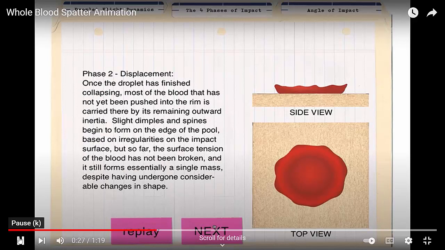Once the droplet has finished collapsing, most of the blood that has not yet been pushed into the rim is carried there by its remaining outward inertia. Slight dimples and spines begin to form on the edge of the pool based on irregularities on the impact surface. But so far, the surface tension of the blood has not been broken, and it still forms essentially a single mass, despite having undergone considerable changes in shape.